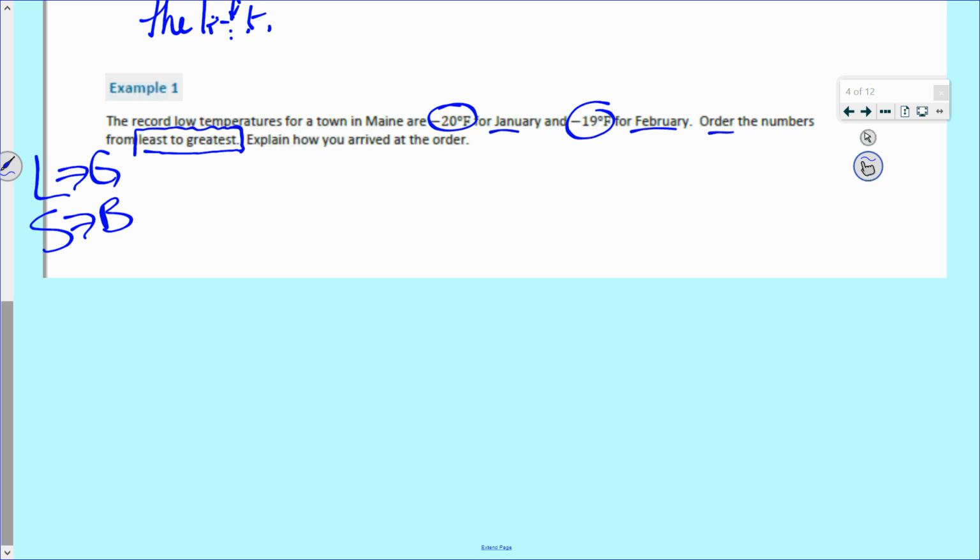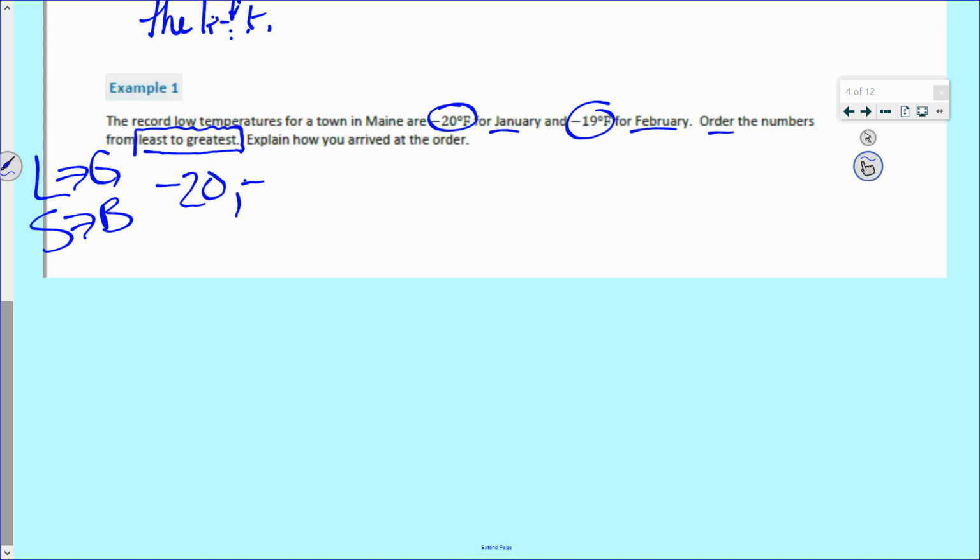Michael, are we doing the absolute value or just the value? If it's just the value, then the one closer to 0 will be bigger. So which one is smaller? Because it asks for least to greatest, I need to list them in order. It will be -20 to -19. So you're saying -20 is smaller than -19?